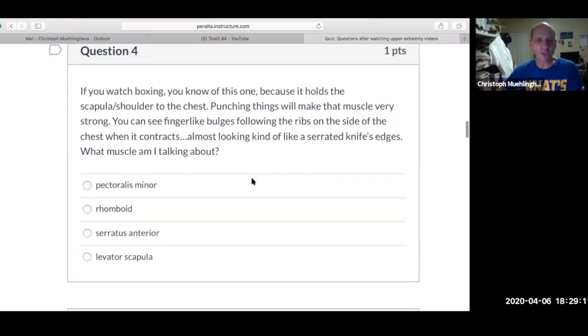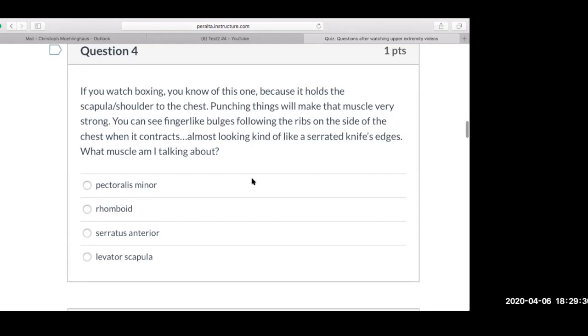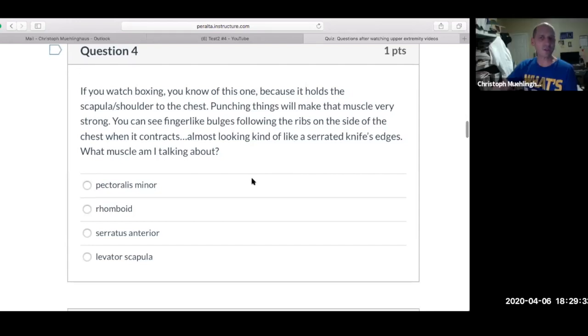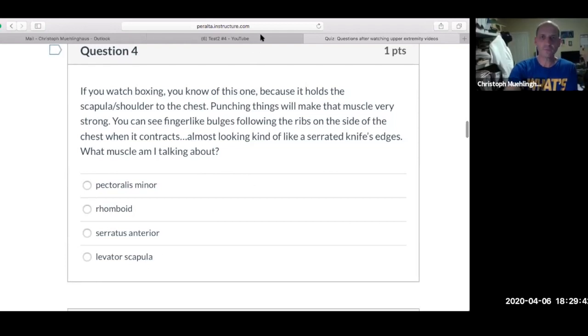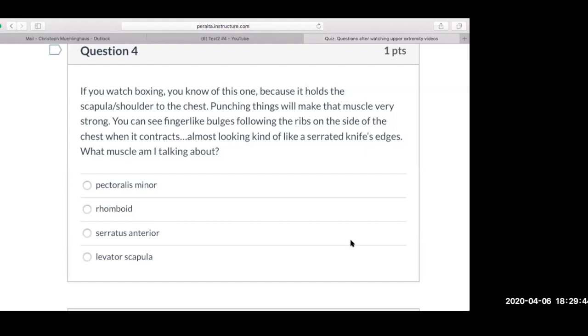If you watch boxing, especially now, it's so boring, huh? We gotta watch anything we can. You know of this muscle because it holds the shoulder blade to the chest. Punching things will make that muscle very strong. You can see finger-like bulges following the ribs on the side of the chest when it contracts, almost looking kind of like a serrated knife's edges. You know a serrated knife, right? It's the bread knife that has wiggles on it. Mm-hmm. That's that. And what is this muscle that we're talking about? The serratus anterior. Correct. The serratus anterior.